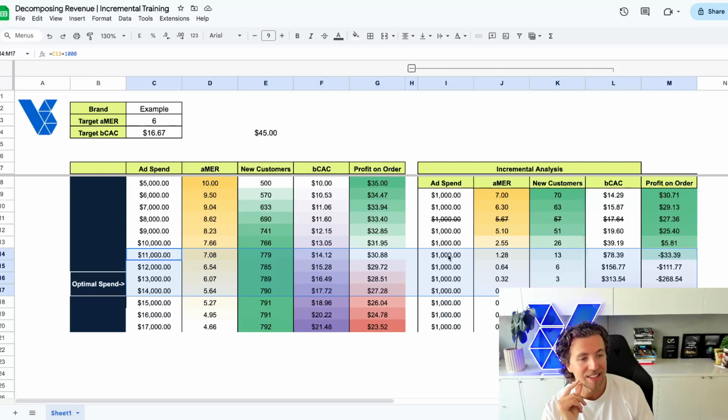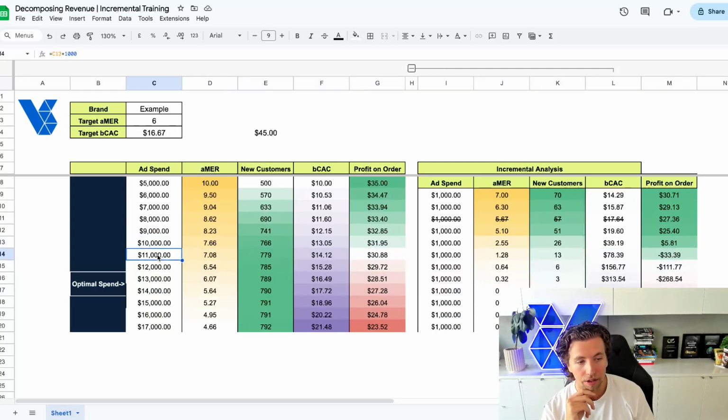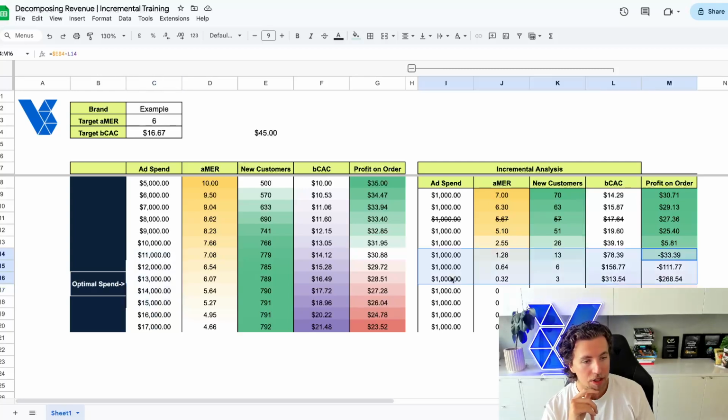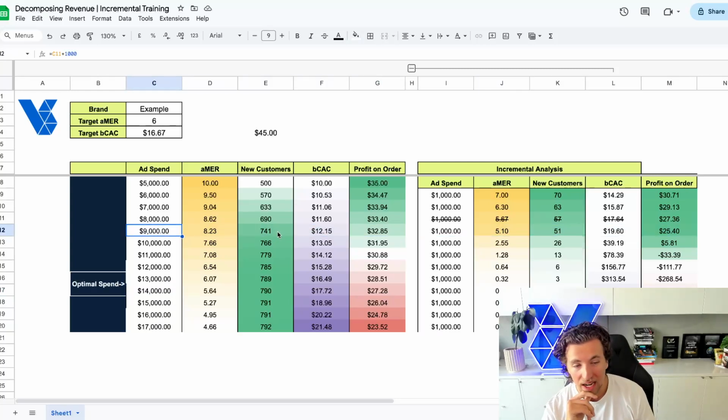And the reason being is there's such poor incremental lift from 10 to 11. You spend an extra $1,000, you only get 13 customers. You then spend an extra $1,000 from 11 to 12, you only get 6 customers. And so there's such a rapid drop off. There's such poor efficiency in this top end spend that there's no point in even spending 13 to 14. You may as well pull all the way back to 9.